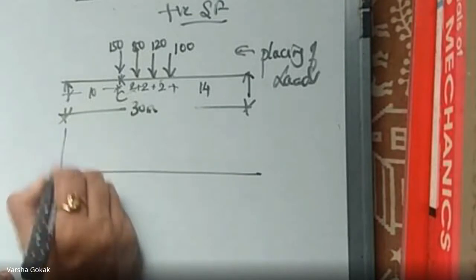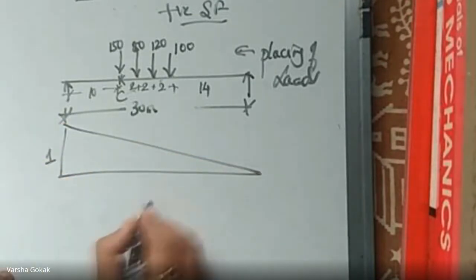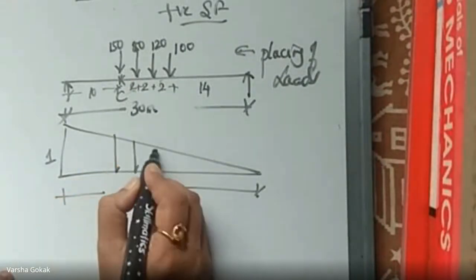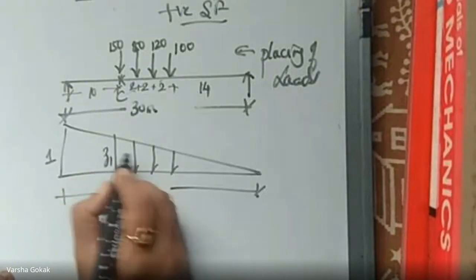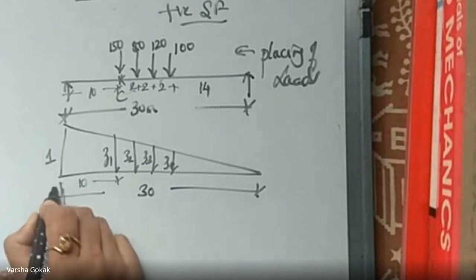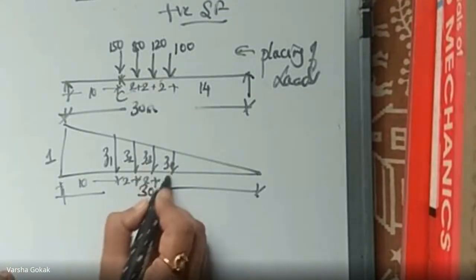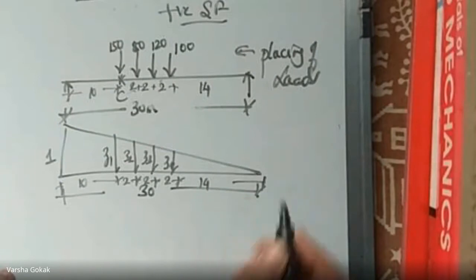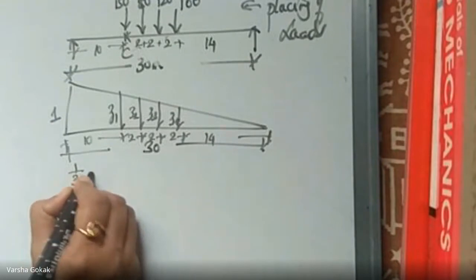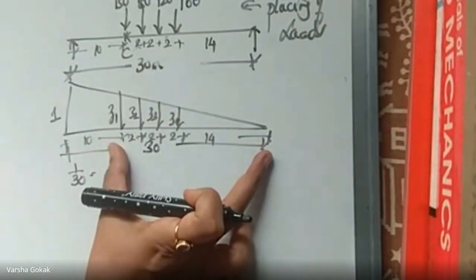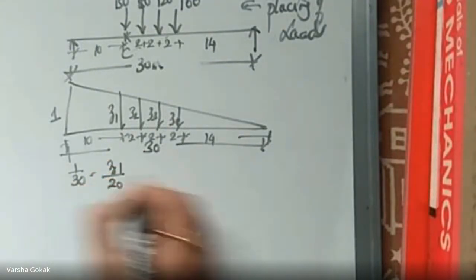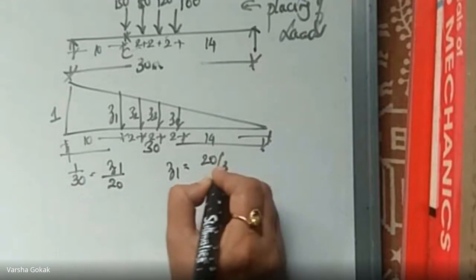I will take the positive diagram. This is 1. This is 30. Get these ordinates, 2, 3, 4. I'll call them Z1, Z2, Z3, Z4. Z1 is at 10 meters. This is 2, 2, 2, and 14 meters. Let us calculate the ordinates. 1 divided by 30 is equal to Z1 divided by this total distance. Total is going to be 20. So Z1 is 20 by 30.